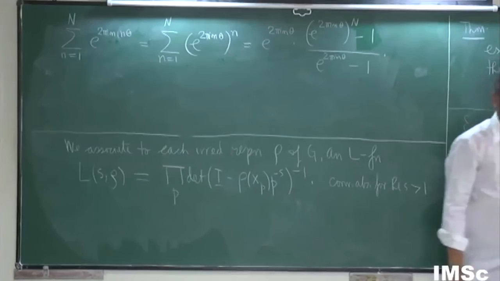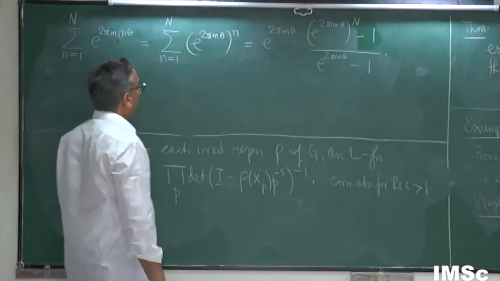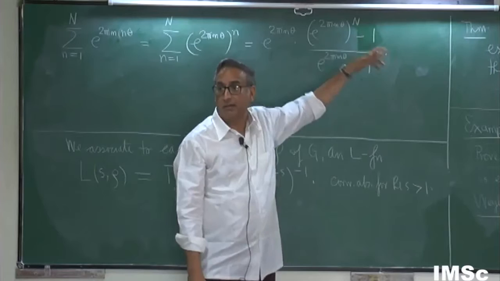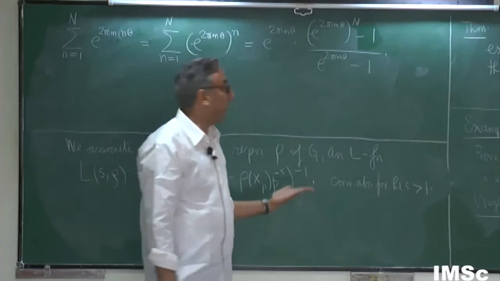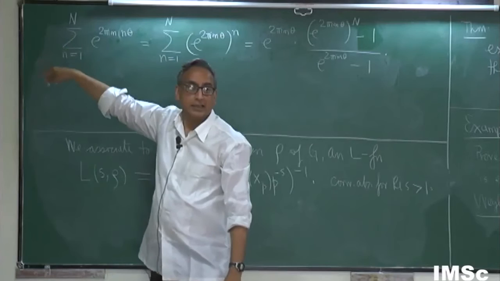Let's just worry about this for now. Okay, so now we have this. And what do we have here? We have a number which doesn't depend on capital N. The denominator doesn't depend on capital N. The numerator does, but it's bounded by 2, right? So this numerator is bounded by 2. This guy is all independent of N. So if I divide by capital N and take the limit as N goes to infinity, it's 0.